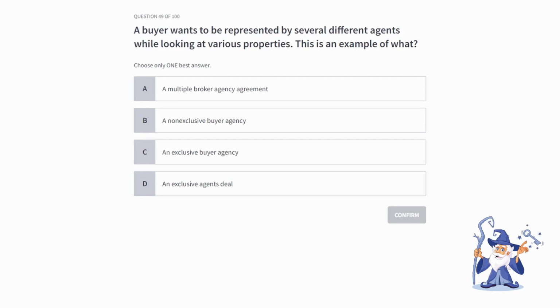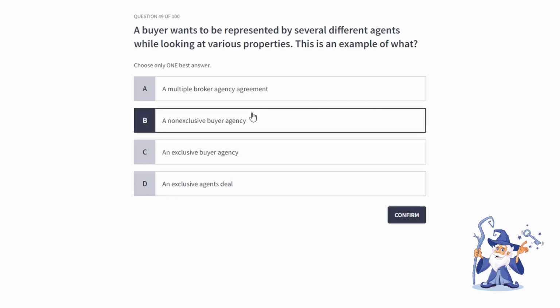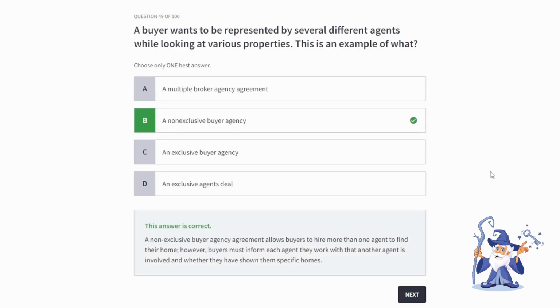Okay, so what is this one? Well, it's going to be B, a non-exclusive buyer agency. So what is that? Well, a non-exclusive buyer agency agreement allows buyers to hire more than one agent to find their home. However, buyers must inform each agent they work with that other agents are involved, and whether they have shown them specific homes and stuff like that. So yeah, that's essentially what a non-exclusive buyer agency is.